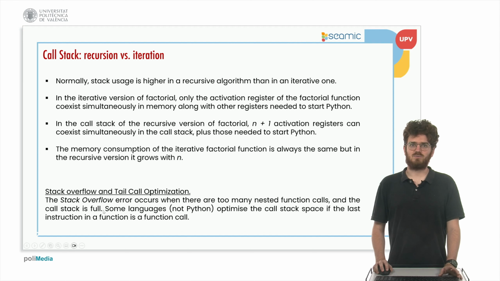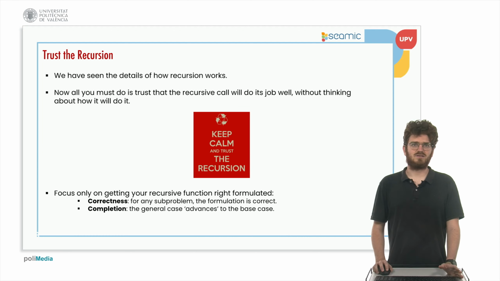Some languages, but not Python, can optimize the call stack whenever we design a tail recursive function, but that's not the case for Python. So you'll get a stack overflow error in either way. And finally, you need to trust that the system works. It's a very different way of thinking, and you can get confused by how it actually works and how it manages to build the result up. But you need to trust the elements of the system.